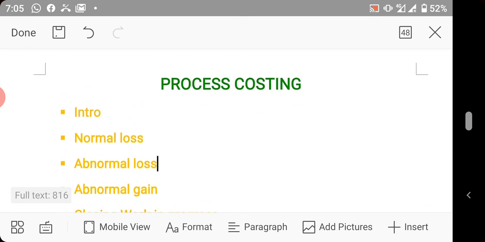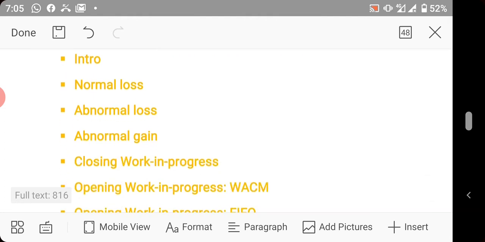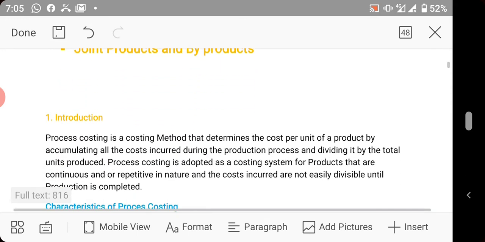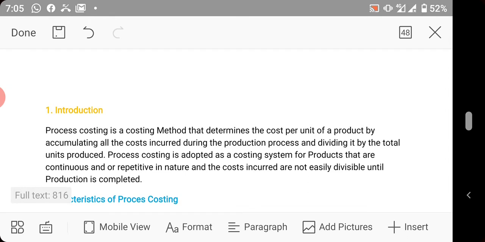Now, there are a lot of things we are going to look at under process costing. So, process costing as a topic will take us more than 6 different classes to be covered extensively. Note this. So this is process costing 1, and you will be looking at having process costing 2 subsequently. Now we're going to look at introduction, normal loss, abnormal gain today. So these are the 4 things we're going to look at. Hence, let's start.